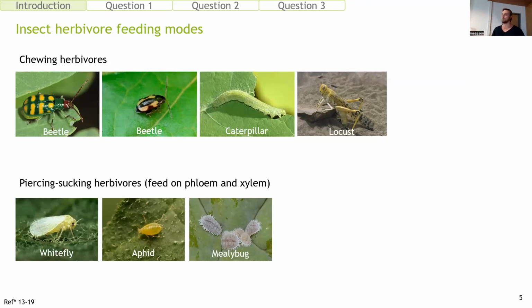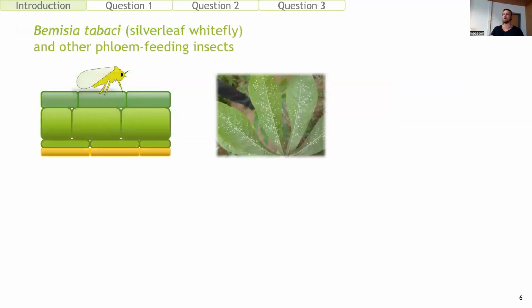But less is known about piercing, sucking herbivores, the ones that feed on phloem and xylem, because maybe their tissue damage is a little bit lower, and it's thought that these compounds don't really pertain to these insects. And that's really what some of the work of my dissertation focused on, and what I'm presenting to you here today. So now I want to introduce the insect that I'm going to be talking about throughout the entire rest of my presentation today: the silverleaf whitefly, Bemisia tabaci, which is a phloem feeding insect.